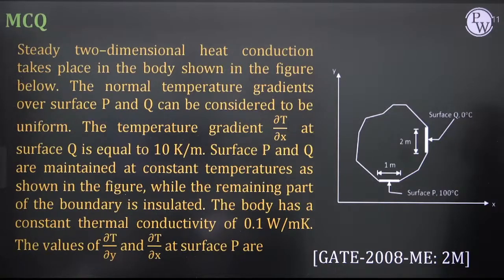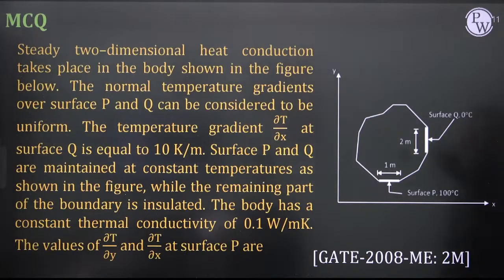A steady two-dimensional heat conduction takes place in the body shown in the figure below. The normal temperature gradient over surface P and Q can be considered to be uniform. The temperature gradient del T by del X at surface Q is equal to 10 Kelvin per meter. Surface P and Q are maintained at constant temperature as shown in the figure, while the remaining part of the boundary is insulated. The body has constant thermal conductivity of 0.1 watt per meter Kelvin. The value of del T by del Y and del T by del X at surface P is.